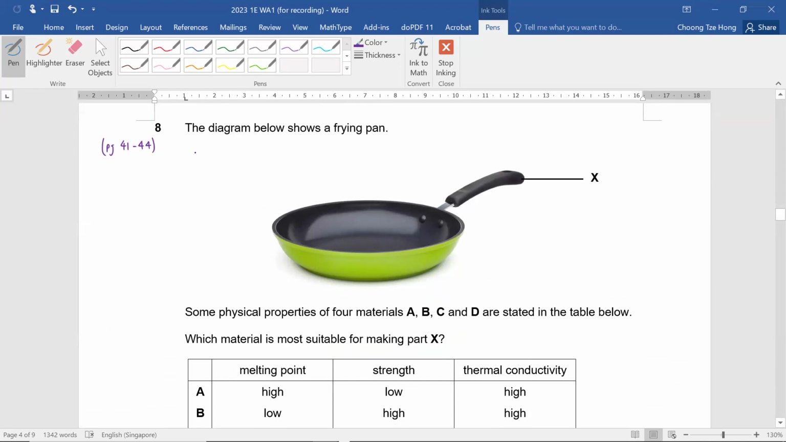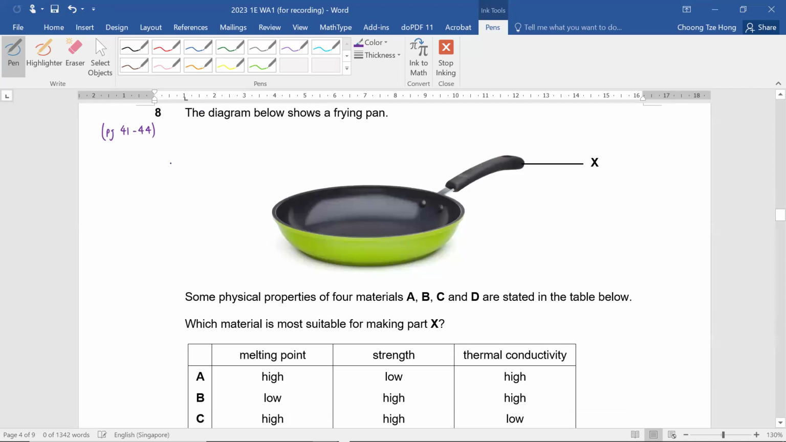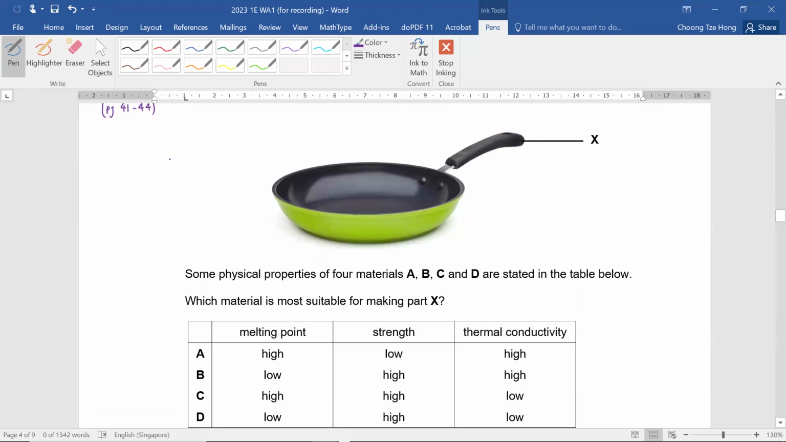Some physical properties of four materials A, B, C, and D are stated in the table below. Which material is most suitable for making the part X? So part X is the handle of the pot, right? It definitely has to be a poor conductor of heat, so that the heat from the pan will not conduct to it that fast, and then it will not become hot, so that people can hold on to it.